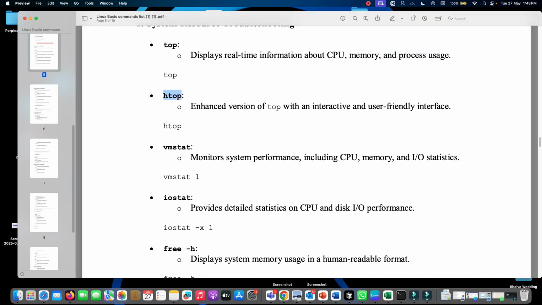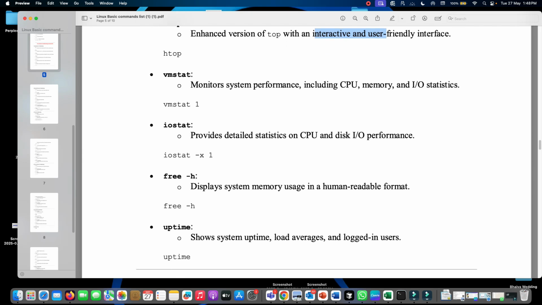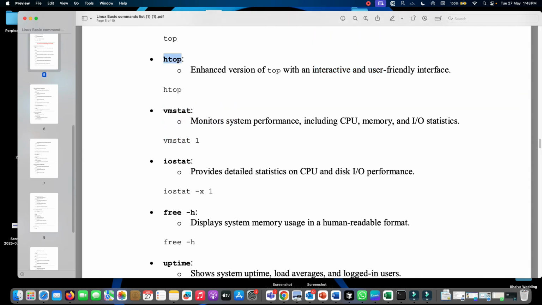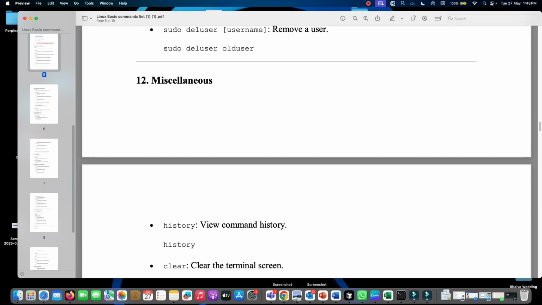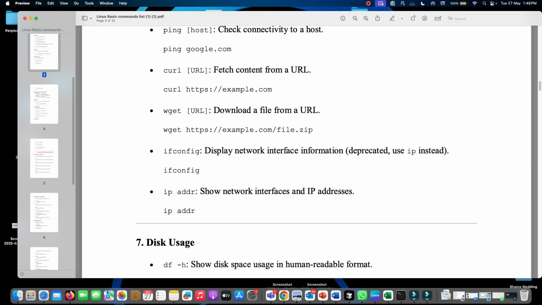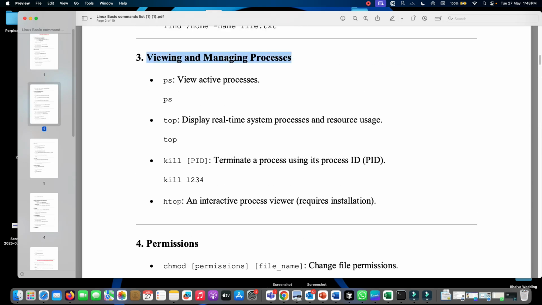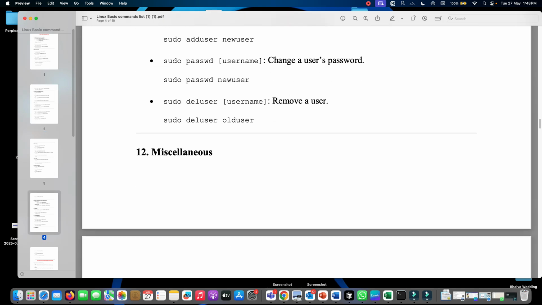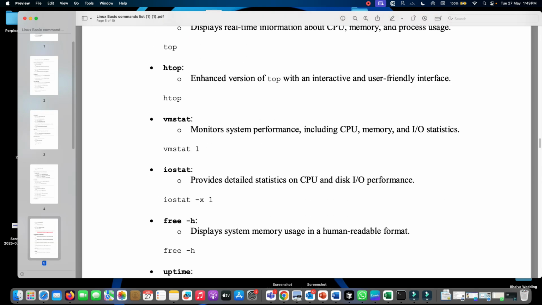Next command is the htop command, which I have stated is the enhanced version of the top command with an interactive and user friendly interface. That's it. Now next command is the vmstat command. The htop command I already explained in our last video, when we were talking about viewing and managing processes, which is lecture 3 or 4, where we explained in detail about the top and htop command. Now it is not useful to repeat it again and again. Now we will go to the next one, which is the vmstat command.